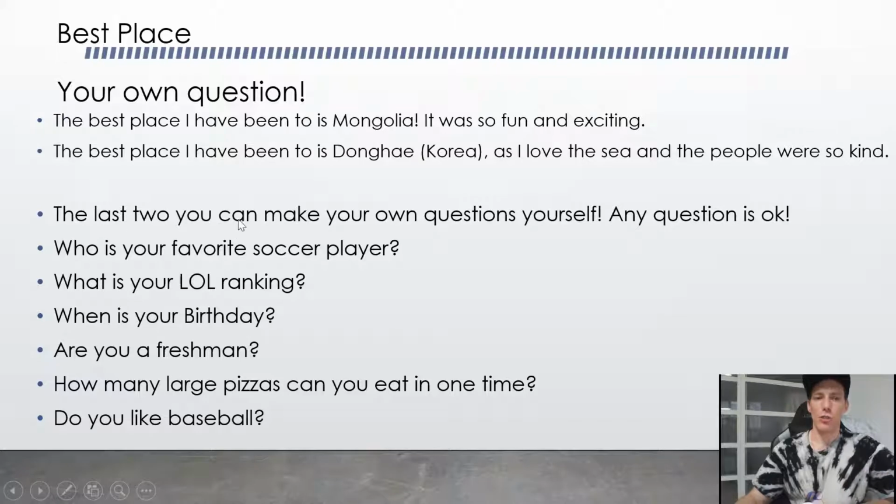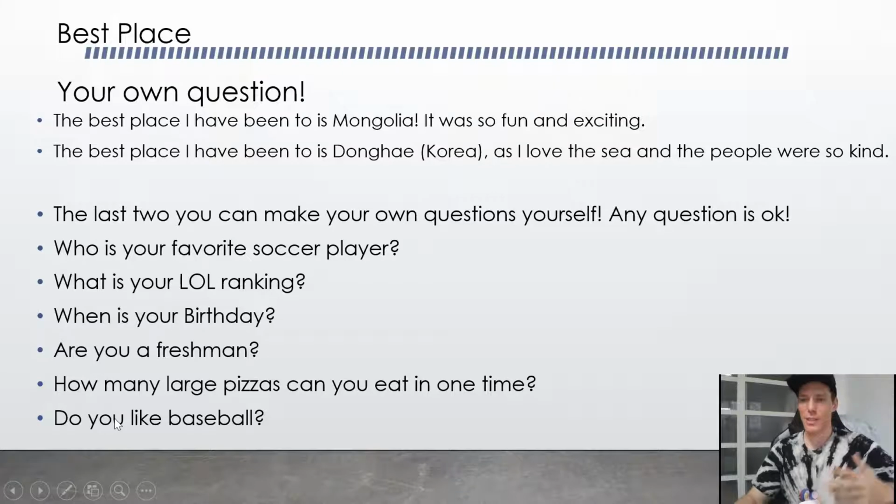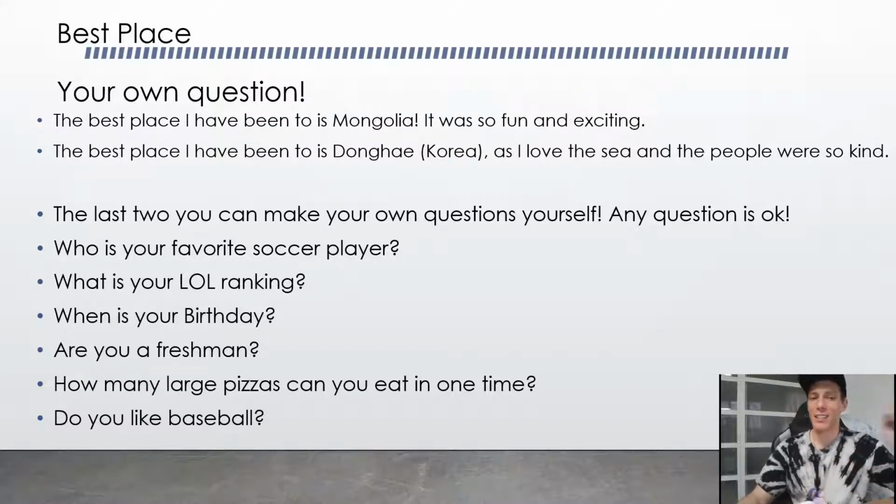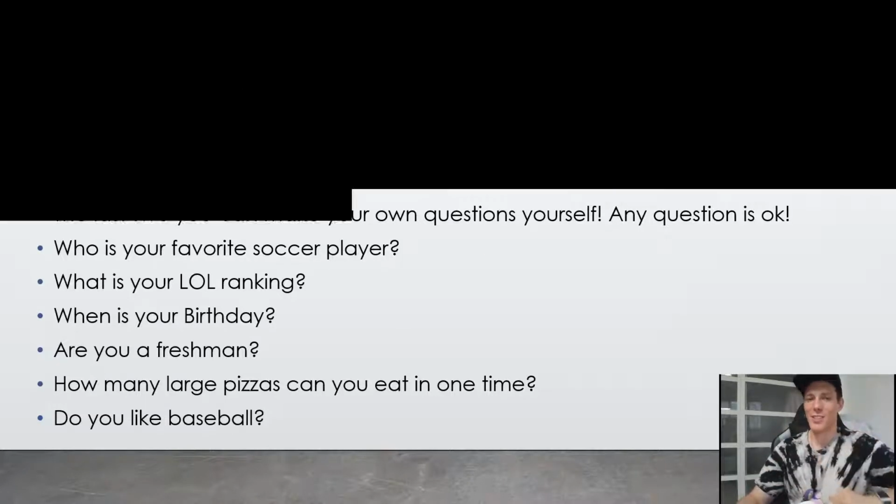The last two is I want you to make your own question. Any question. Who, what, when, where, why, are, how many, do you? Any question is okay. So the idea is you make a question and you can write down any question you want. Don't copy my questions. Try to think of an interesting question that you can ask other students and me to get to know us better. Okay, so these questions on your paper is for the students. So think of some questions to ask.